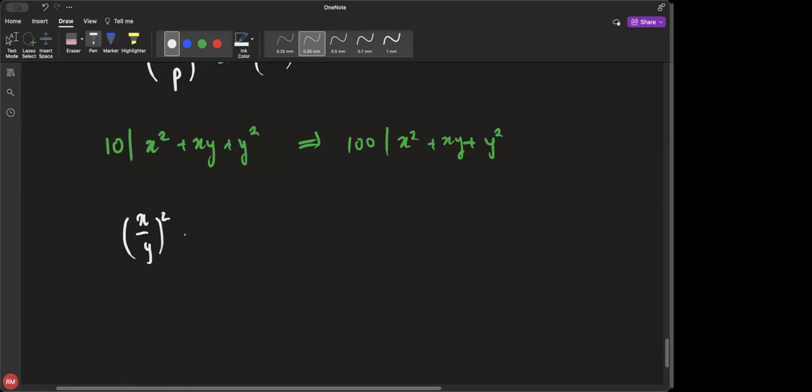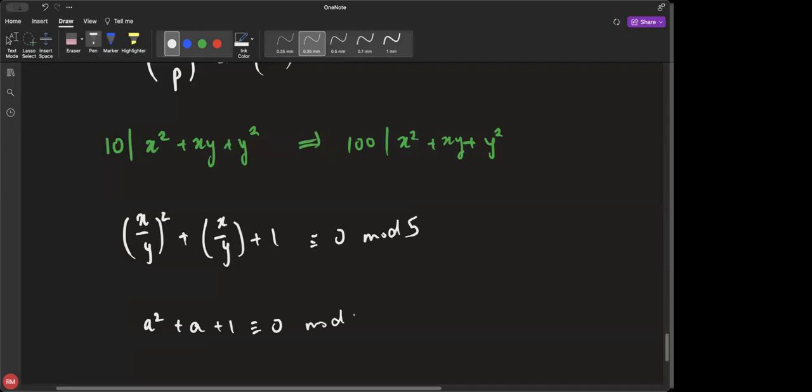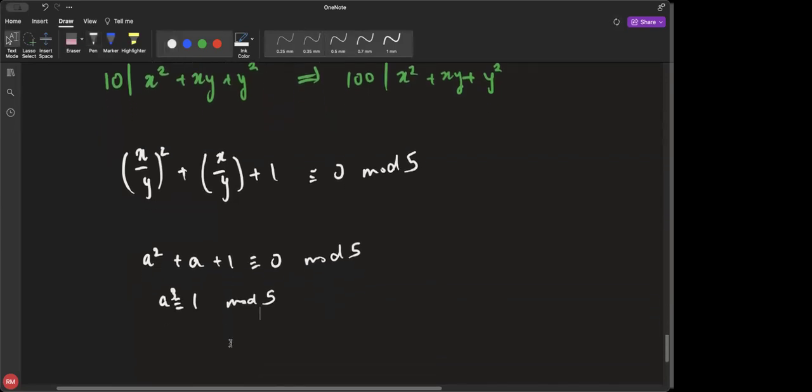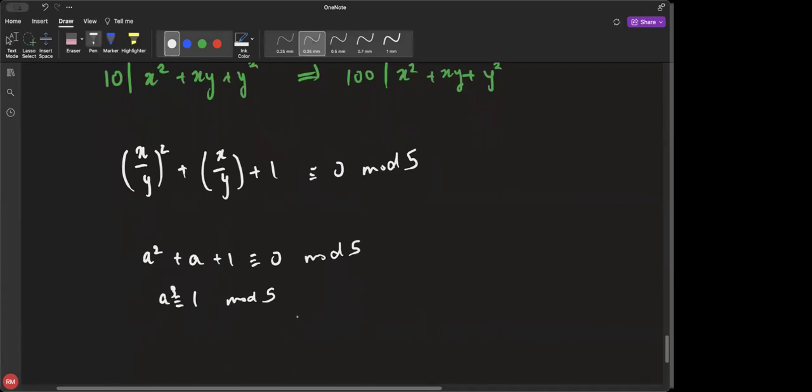So a square plus a plus 1 is 0 mod 5. So a cube minus 1 is 0 mod 5. That means if a is not 0, then 5 does not divide x or y, and a has to be 1 mod 5, which clearly doesn't work, so a has to be 0 mod 5. So 5 divides x or y, and if 5 divides one of x or y, then it divides both. That can be easily seen.